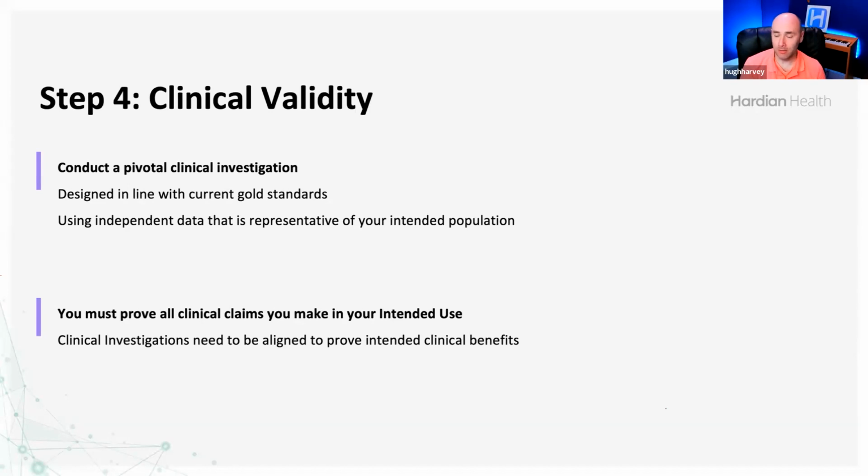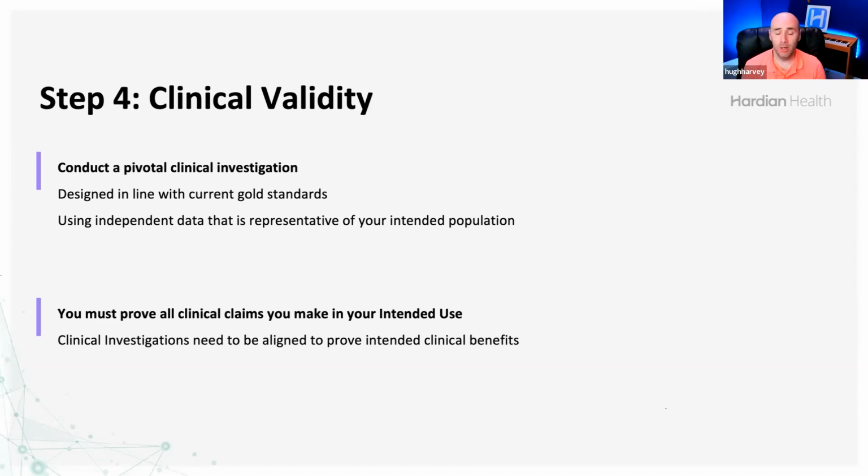And the whole point of doing this clinical validity phase is to prove every single one of the clinical claims that you're making in your intended use. So a well-designed clinical investigation at this stage can have multiple endpoints. Typically in clinical investigational design, you'll have primary, secondary, maybe even tertiary endpoints that you want to measure. And you need to make sure that you're designing those endpoints to measure those benefits that you've outlined, those clinical claims, and any risks that are associated.